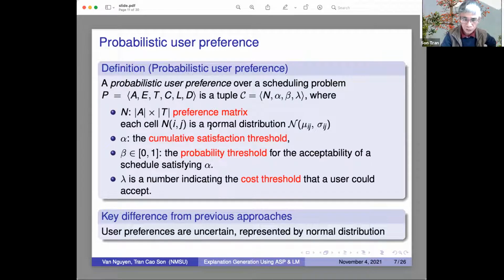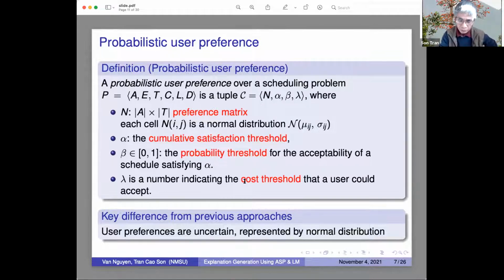N_ij is a normal distribution with a given standard deviation and mean, and then alpha here is the cumulative satisfaction threshold. That is an input from the user, and then the probability threshold for the acceptability of a schedule satisfying alpha. So basically the cost, the cumulative satisfaction, and the probability threshold.